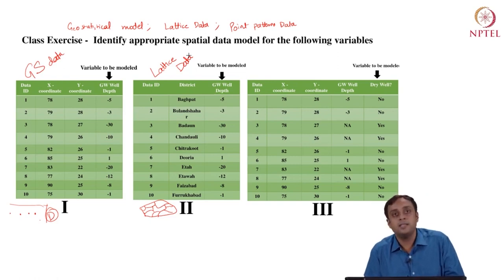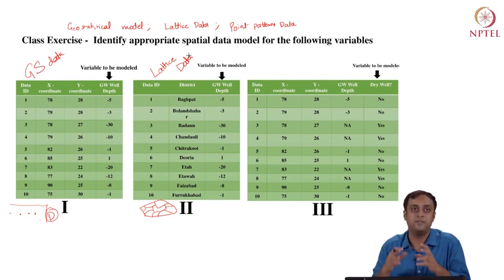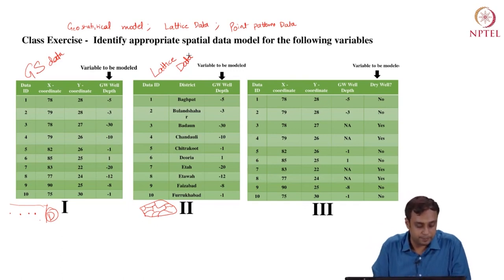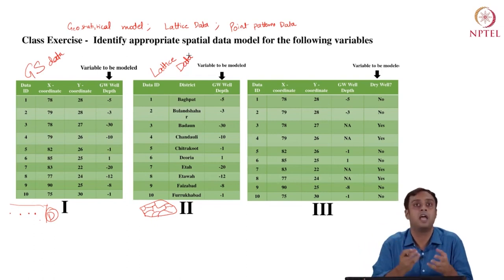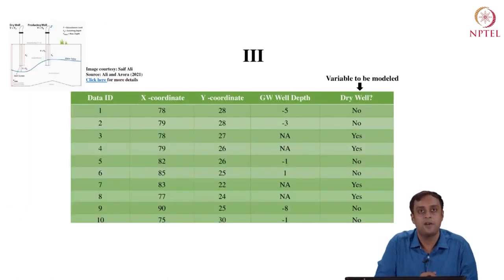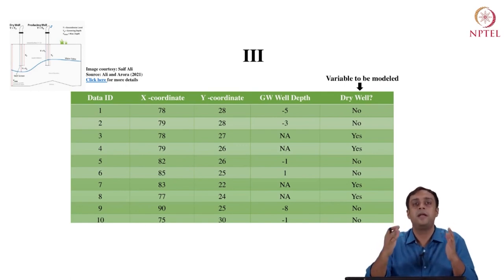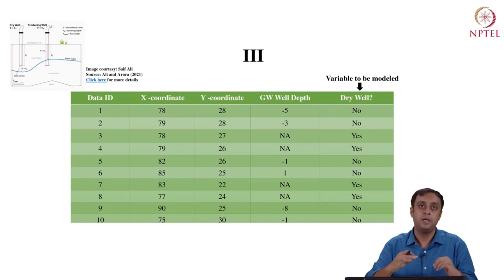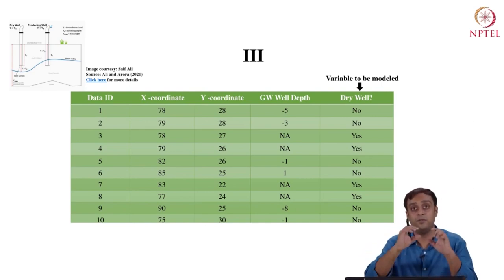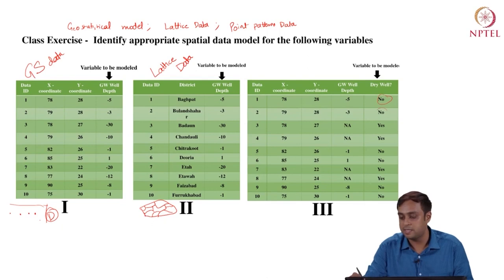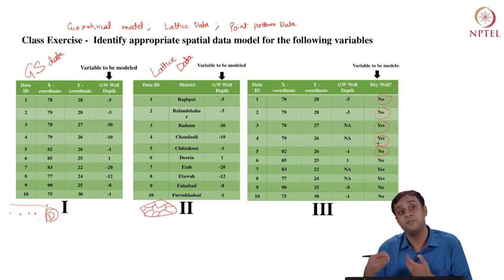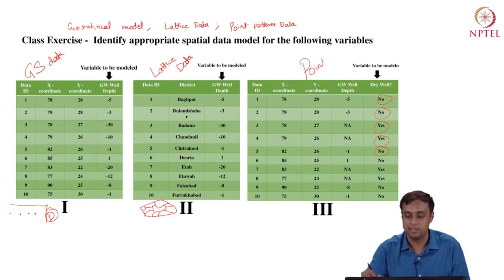So in the third case, you again have groundwater wells. You are observing groundwater level depth, but the variable of interest is whether or not you have a dry well. And as we saw, the occurrence of a dry well really depends on the water level beneath the surface. And water level going below the level of the well itself is a random process, right? So whether or not I see a dry well is itself a random process. Hence, the third example is a point pattern data.